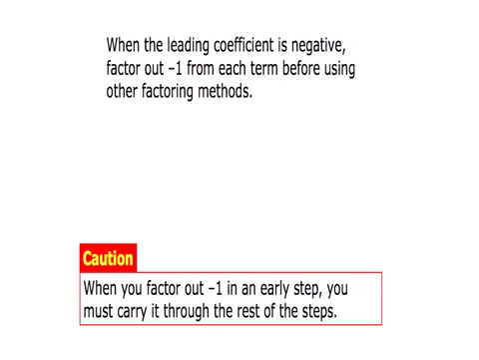Now, sometimes we are going to come up with a special situation where we need to manipulate the trinomial just a little bit. What I'm talking about is that sometimes when the leading coefficient is negative, we first need to factor out the negative 1 from each of the terms before factoring the trinomial. Okay, so that's what we're going to see here in our next problem.